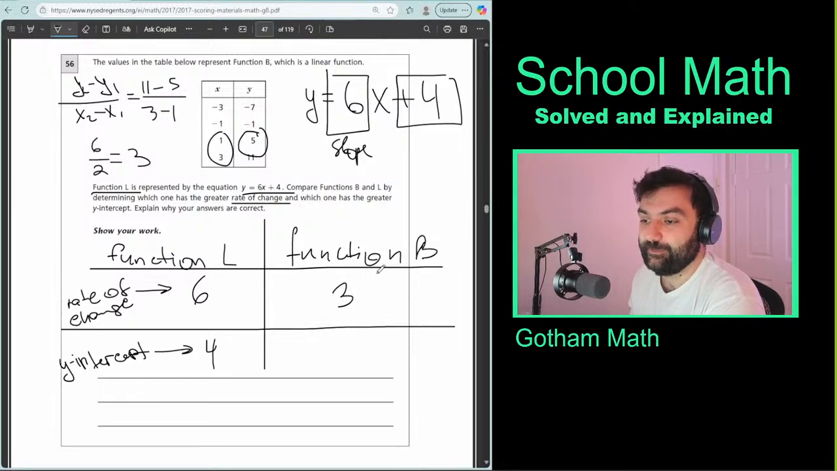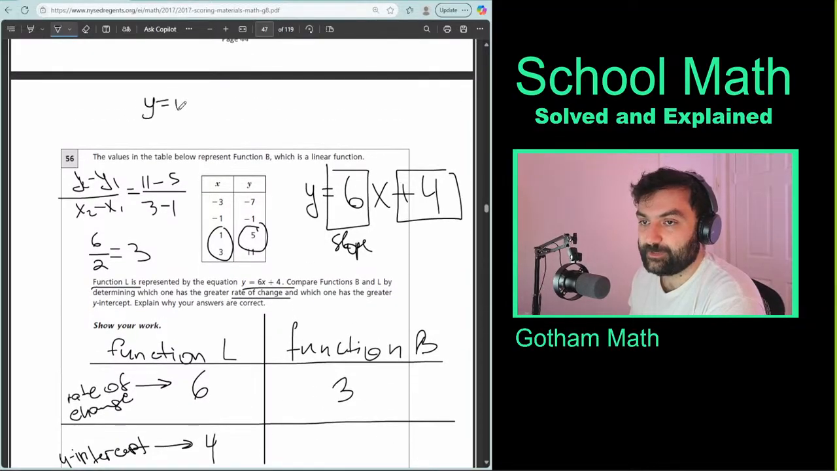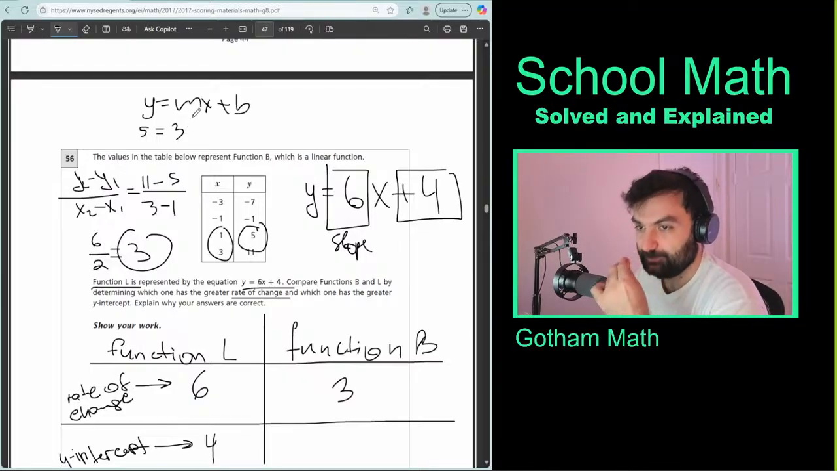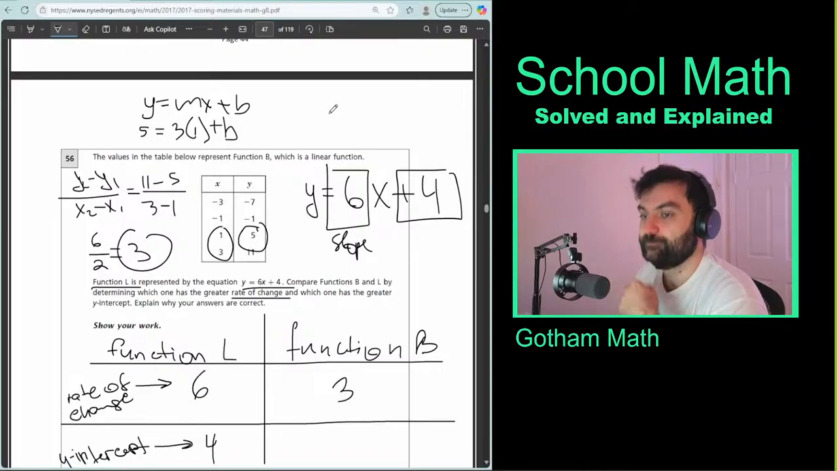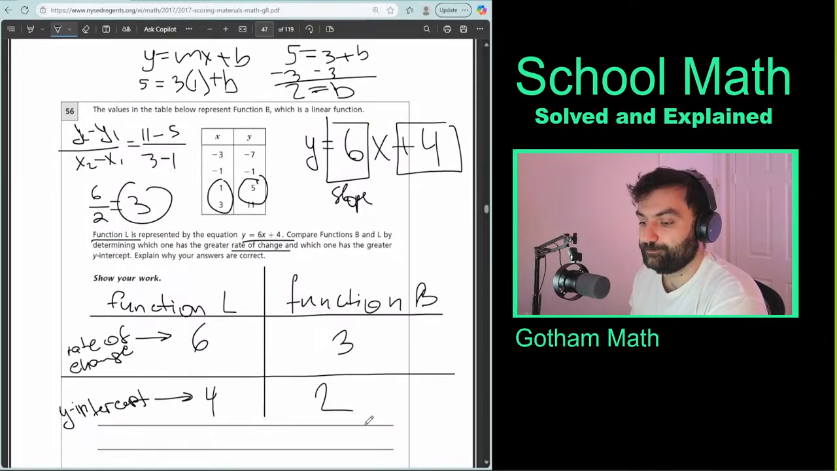Now let's find the y-intercept. How do we find it? We plug into y equals mx plus b one of the points, let's say 1 and 5. 5 equals, we plug in the slope that we just found, 3 plus b, and we solve for b. Subtract 3, and we get 2. And this is the y-intercept. That's how we find the y-intercept: 2.